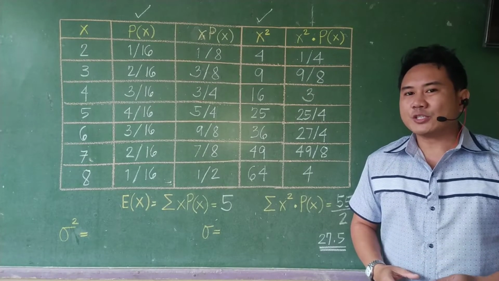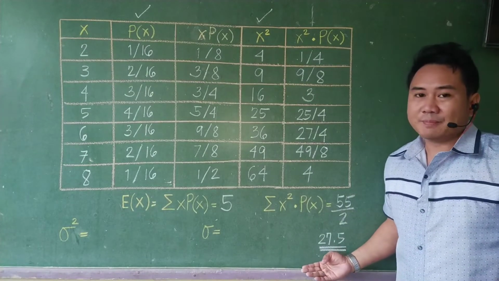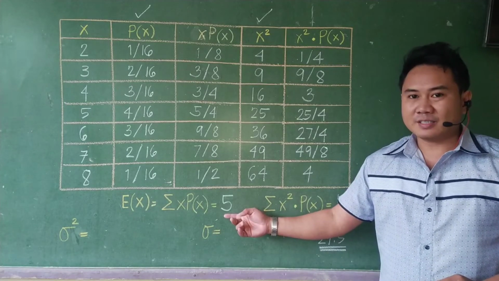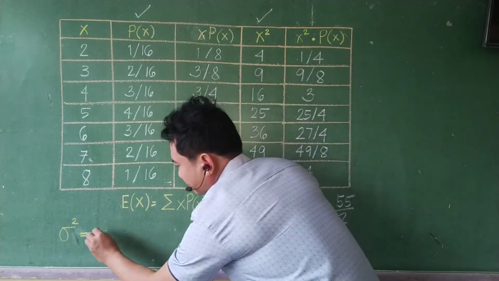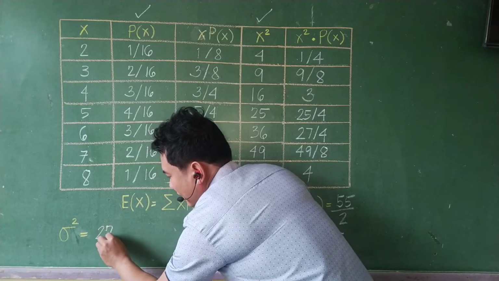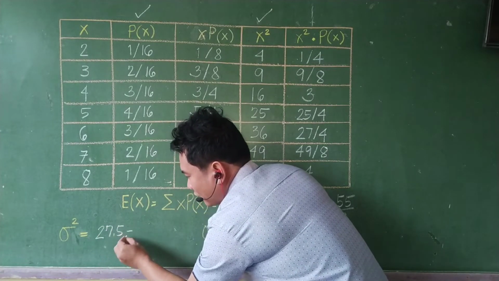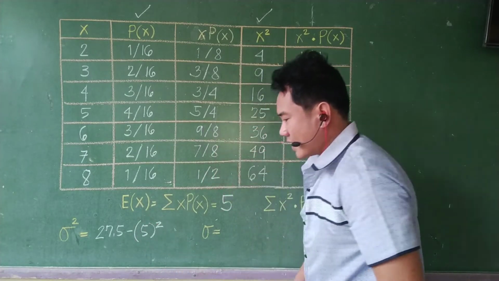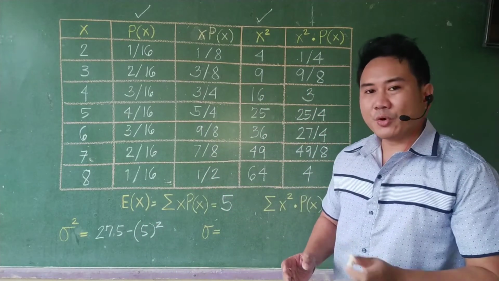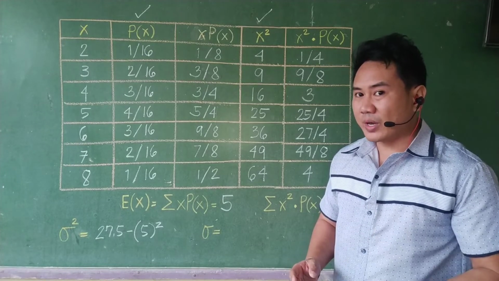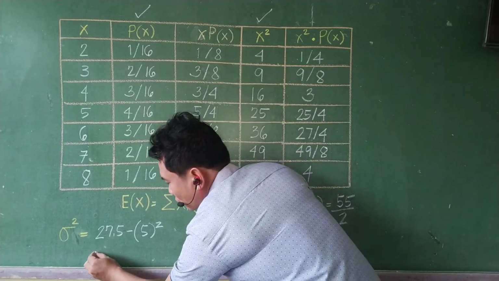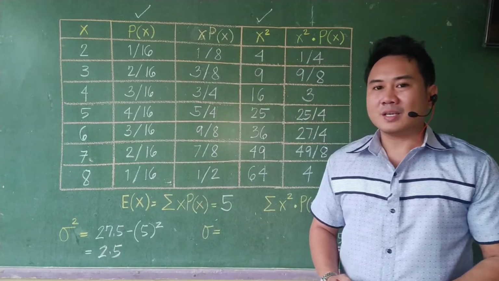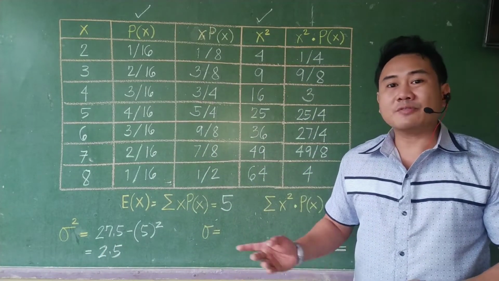If we are going to subtract 27.5 with the square of our mean 5, that would be 27.5 minus the square of our mean 5. 27.5 minus 5 squared is equal to 2.5. 2.5 is our variance.